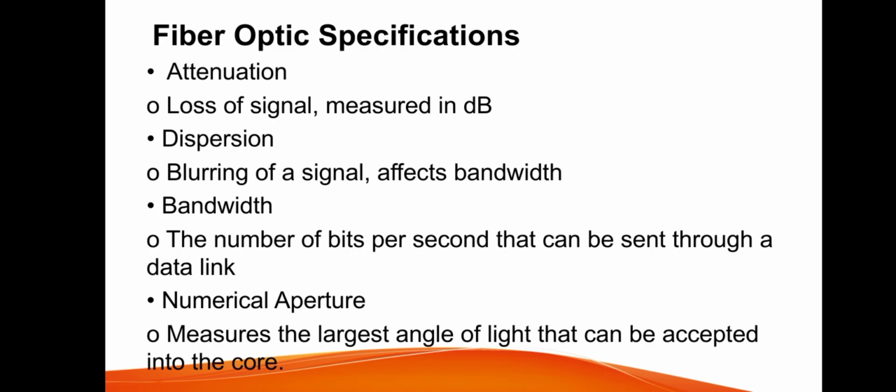Let's move to fiber optics specifications. The first specification of fiber optics is the attenuation. The attenuation is the loss of signal, measured in decibels. The next one is the dispersion. It is the blurring of a signal that affects the bandwidth.